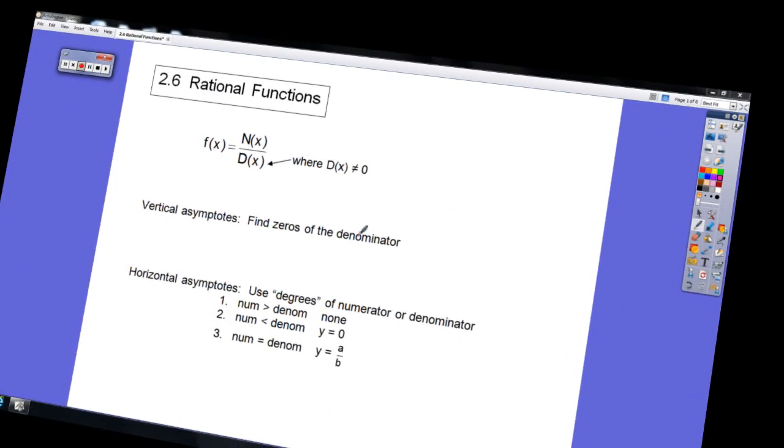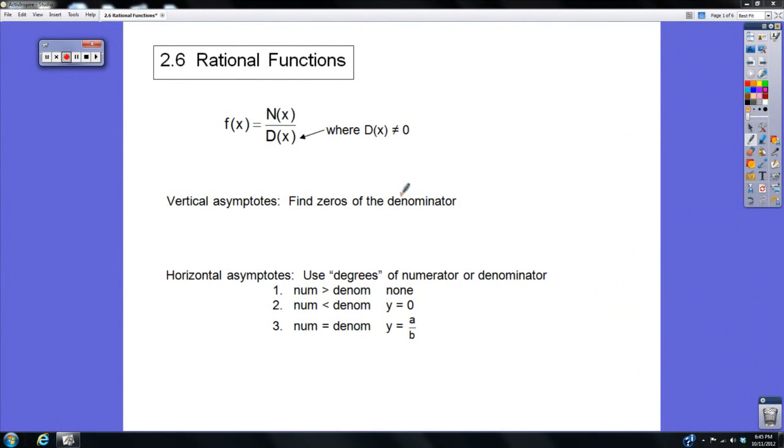Everyone. Today's lesson is 2-6 rational functions. This is some more review from Algebra 2 except for our very last example. We're going to review how to find vertical asymptotes and horizontal asymptotes. To find vertical asymptotes, we will find the zeros of the denominator.